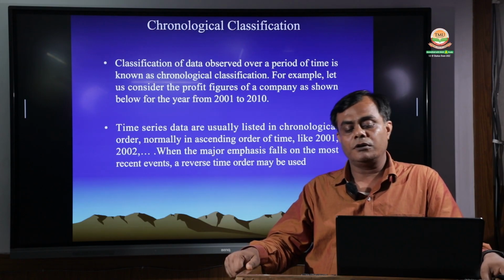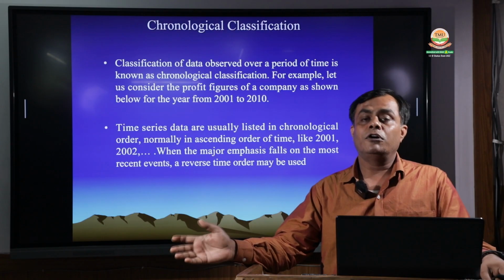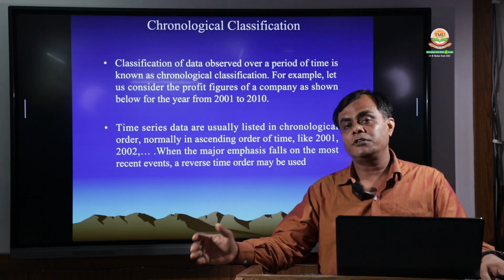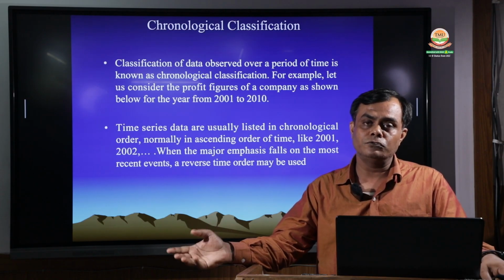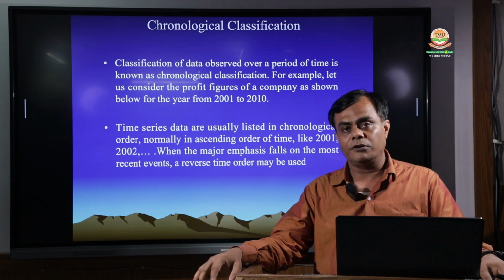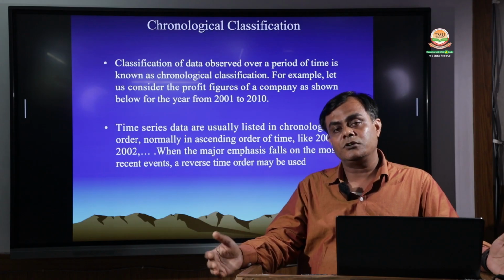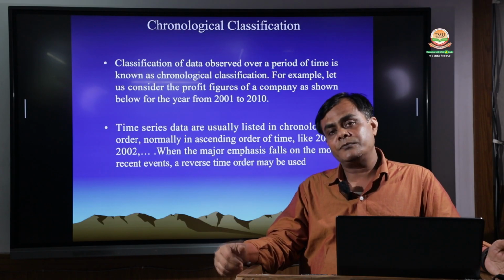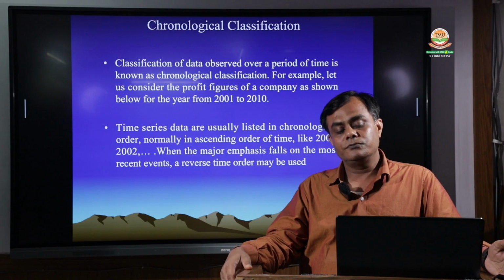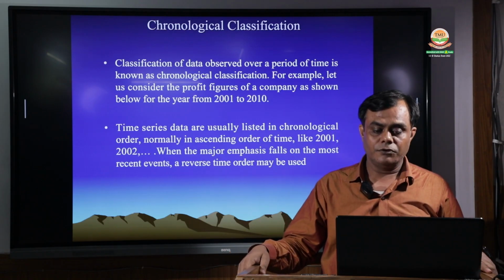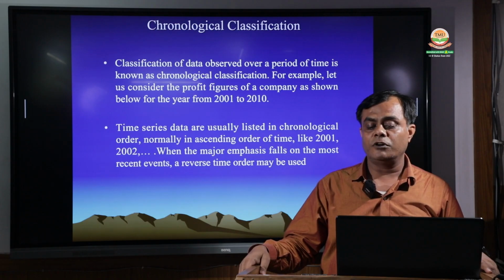Normally it is in the ascending order of the time period, like 2001, 2, 3, 4, 5, 6, 7, that is the ascending order, or the descending order, 2010, 2009, 2008, 2007, 2006, 2005, 2004, 2002, 2001. So data classified on the basis of time period is called chronological classification. That chronological classification might be in ascending order or in descending order. When the major emphasis falls on the most recent event, the reverse time order may be used.